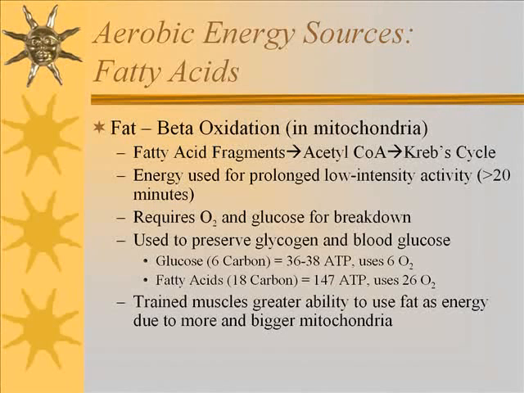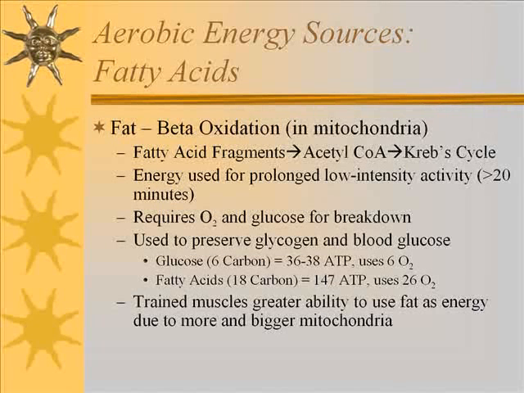Beta oxidation takes place in the mitochondria. If you remember the cell structure, that's the powerhouse of the cell. Take a look in your book if you're unsure about that structure. Fatty acid fragments. Now, when we talked about fatty acids, if you can remember, it was a long chain of carbons. Kind of similar to what a glucose molecule is, but a glucose molecule has 6 carbons. A fatty acid fragment can have up to 18 carbons. So it has a lot more energy potential.